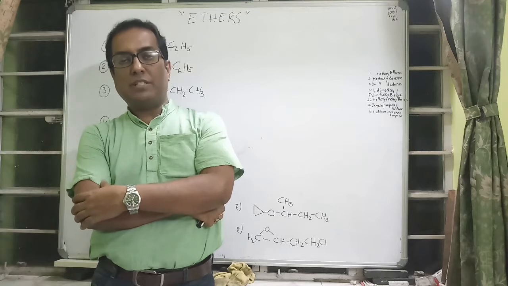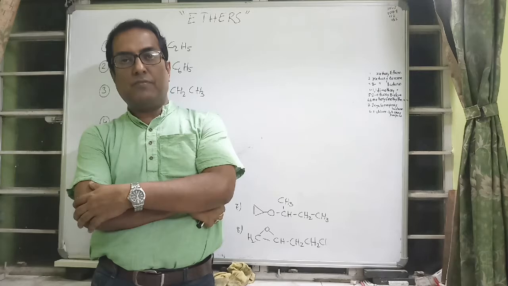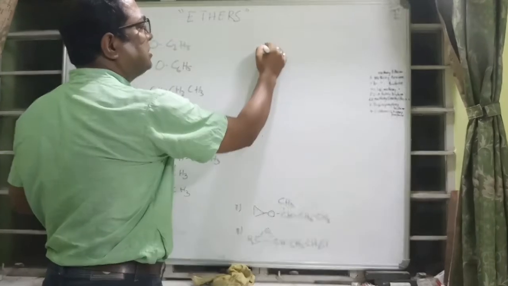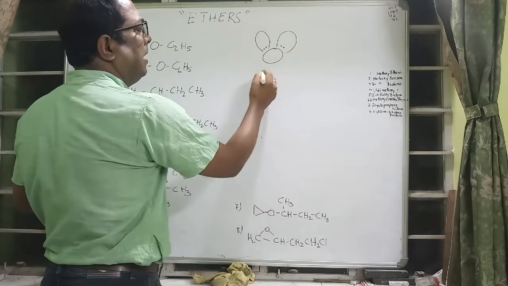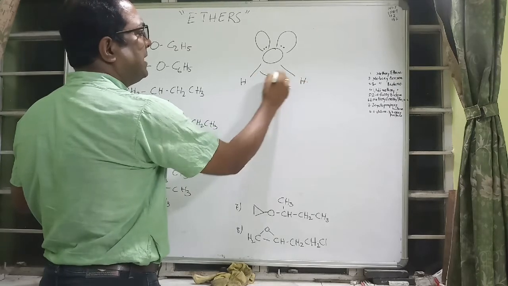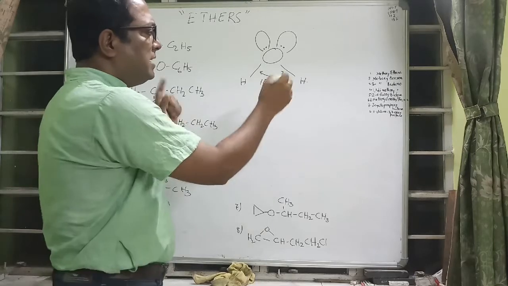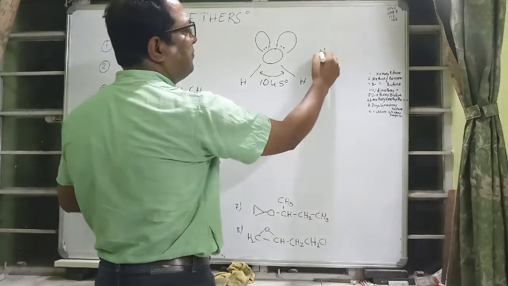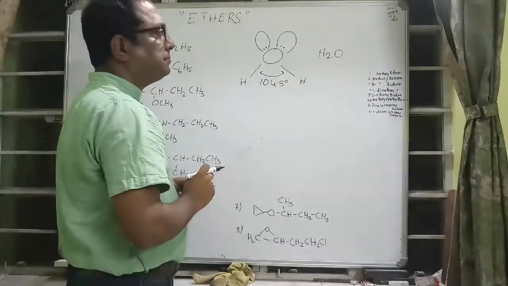If you see the structure of water, right from class 11, you have been doing the structure of water. Here we know that oxygen has two lone pairs and bond pairs with hydrogen, making an angle of 104.5 degree. So it is a bent structure. You can see this is the structure for water. What's the angle? 104.5 degree.